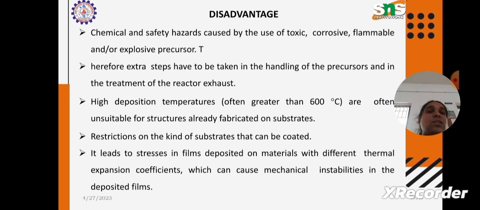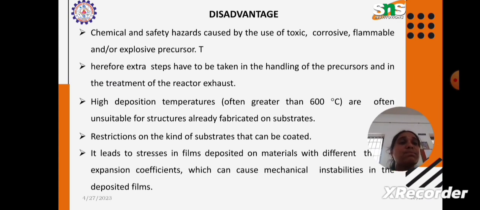It has disadvantages too. Chemical safety hazards can be caused by toxic, corrosive, flammable or explosive precursors. Therefore, extra steps have to be taken in handling the precursor and the treatment of reactant exhaust. High deposition temperatures, often greater than 600 degrees Celsius, are often unsuitable for structures readily fabricated on the substrate. There are restrictions on the kind of substrate that can be coated. It leads to stresses in the film deposited on materials with a different thermal expansion coefficient, which can cause mechanical instabilities in the deposited film.